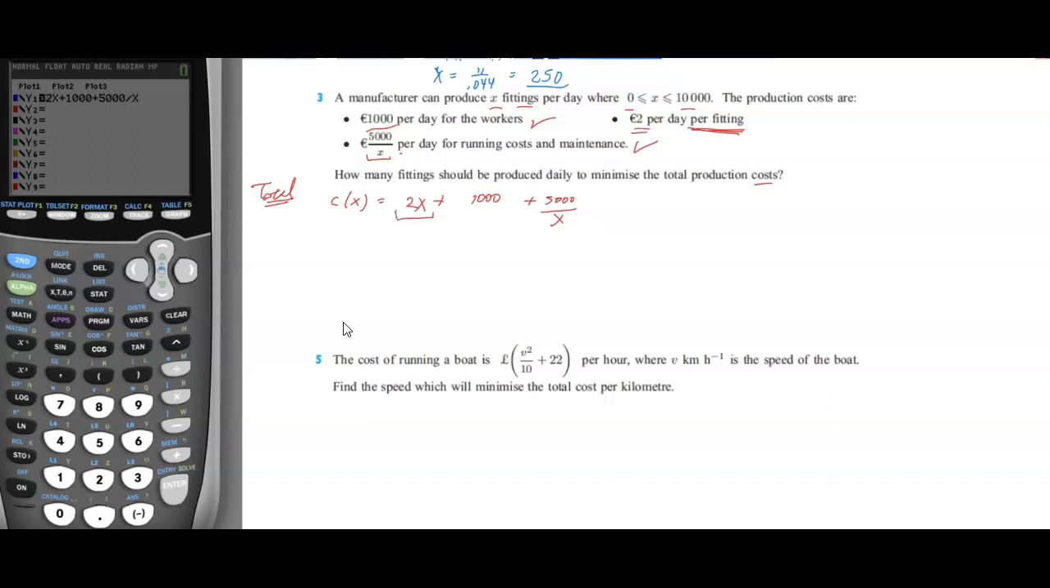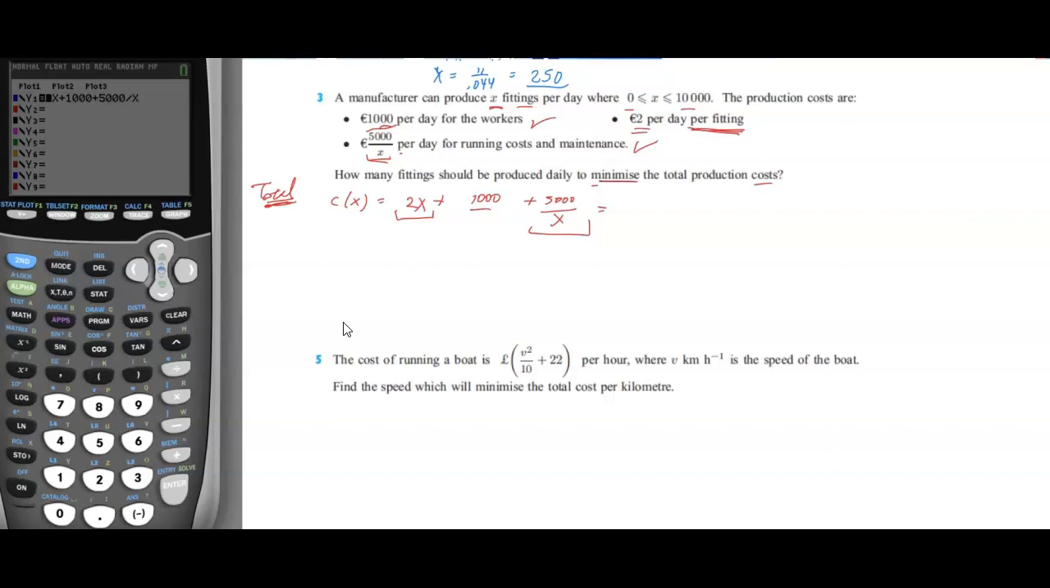We need to multiply that times X because we're going to do a total cost, not a per fitting cost. And the 1,000 and the 5,000 divided by X, those two components, they don't say per fitting, so we just use them as is. Okay. So how would we find the minimum point, because we're looking for a minimal cost?